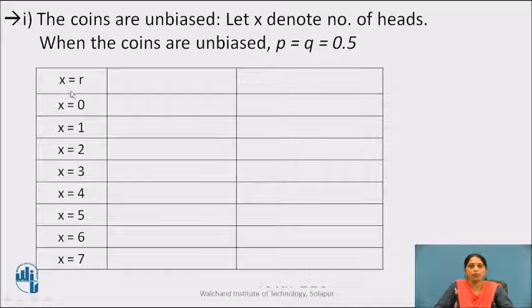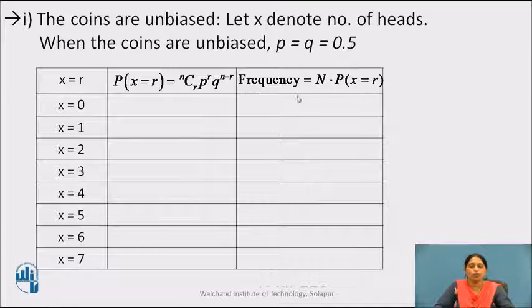Therefore we will prepare a table of calculation for fitting of distribution, in which the first column will be for x equals r, in which r will take the value from 0 to 7. In the second column we will find the probability for x equals r using the binomial distribution. Therefore probability of x equals r is equal to nCr p raised to r q raised to n minus r, where p and q take the value 0.5.